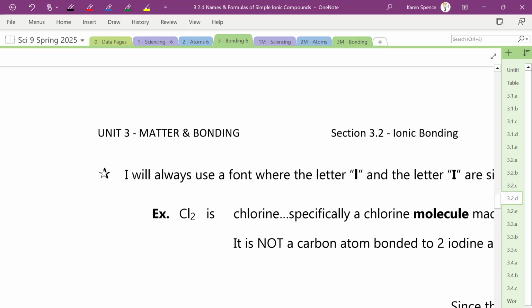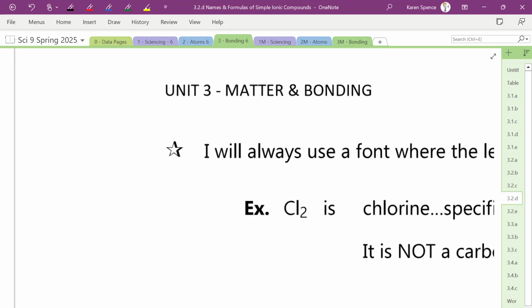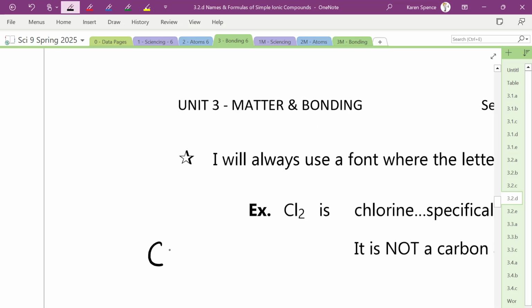And just so you know, this, is that Cl or CI? That's Cl. Not CI. I will always put a crossbar on the top and the bottom if it's an I, okay? Just to make it really clear for you.